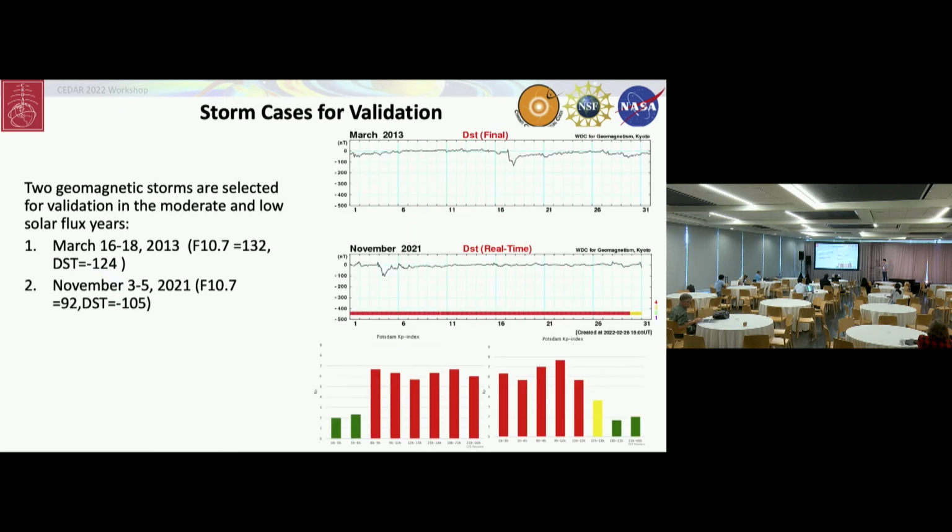So this study will focus on the two storm cases in 2013 and 2021. I chose these cases because now is a solar minimum time, so we don't have many storms, and because they have more COSMIC data coverage. You can also see that the Dst index shows a very similar value, and the Kp index is also very similar. So I think both cases should be very good examples for model comparison, except that F10.7 is different.